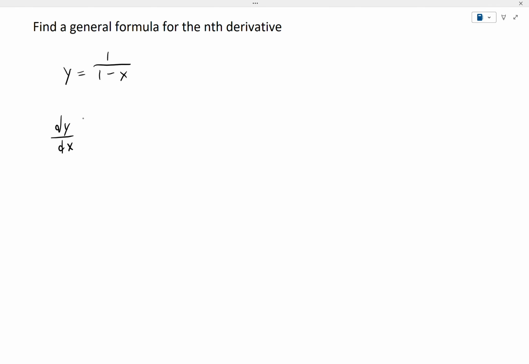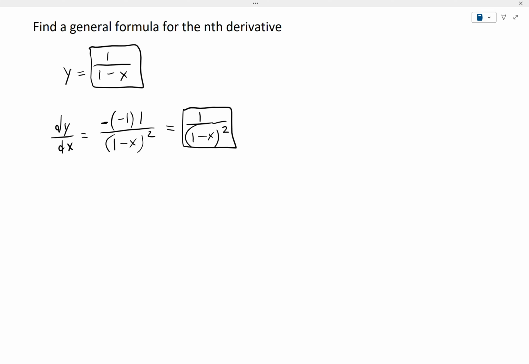So here's our derivative right here, and I'm just going to use the quotient rule here. So derivative of the top times bottom, well, that's 0, minus derivative of the bottom, that's going to be -1, times top, which is just 1, all over bottom squared. So this is just going to be 1 over (1 minus x) squared. So that's what we get. And you could think of this as our 0th derivative. This is just the original function here.